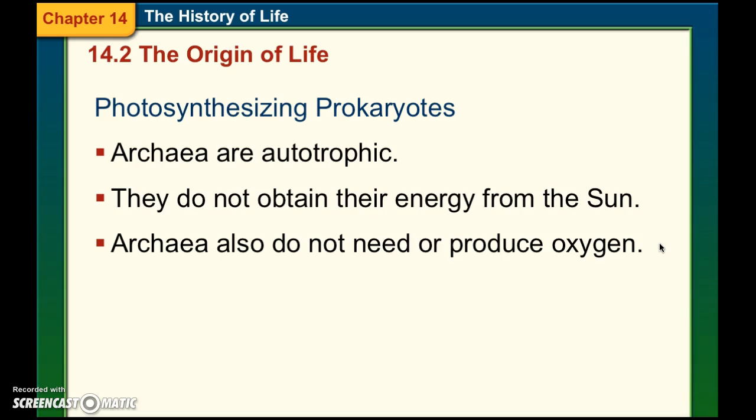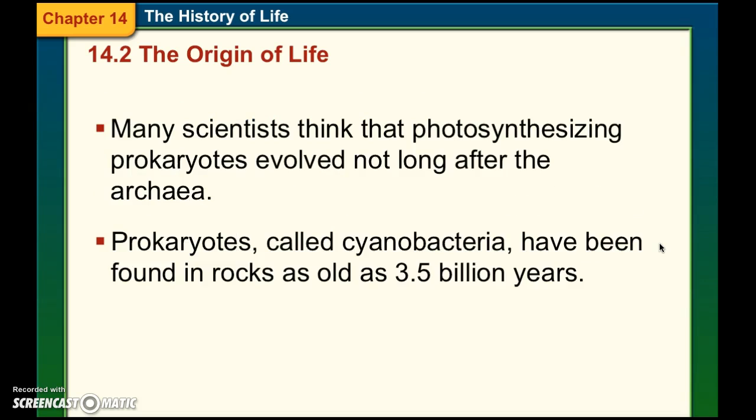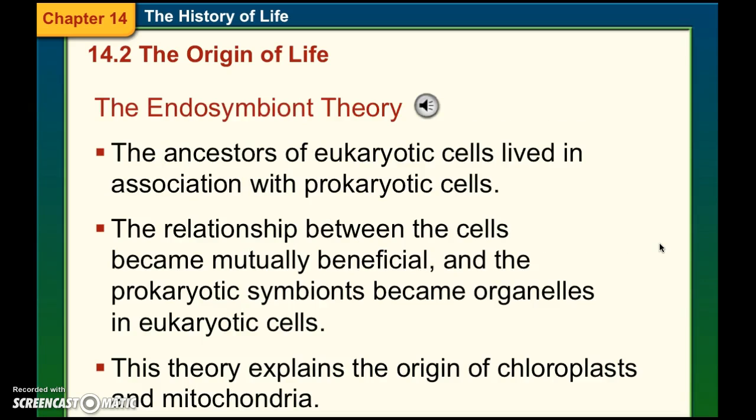So you have some autotrophic organisms that do not need or produce oxygen. Those are archaea. They're very important. So photosynthesizing prokaryotes evolved not long after, and cyanobacteria are the ones that have been found in rocks as old as 3.5 billion years. And cyano means blue-green. So these are going to be organisms that have chlorophyll. The endosymbiont theory is a theory that the cells live together, the prokaryotes. The larger prokaryote engulfed the smaller ones and made mitochondria and chloroplasts in order to make a eukaryotic cell.